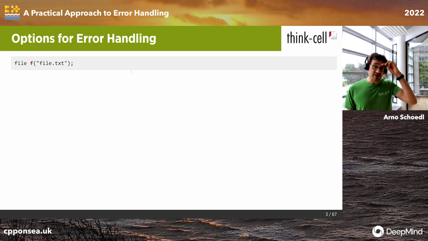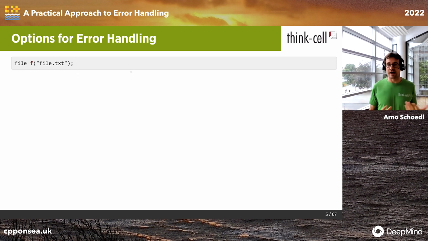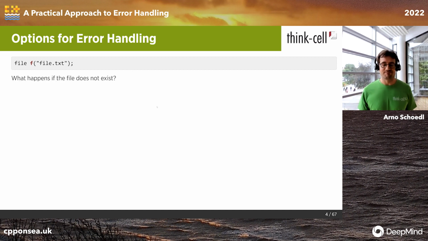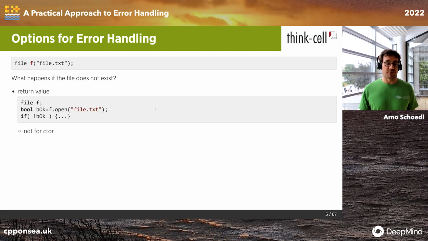Now, first of all, I want to talk a little bit about where errors are coming from. That's not terribly exciting, but for completeness, I just want to go over it. Say you have a file and you're opening it, say here with a constructor, and that file doesn't exist. So what happens then? Well, first of all, how could you transport this information out that the file doesn't exist? One way would be with some return value, right? So you just return whether the file opened or not.